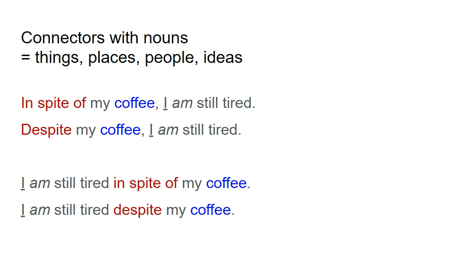And how would it be as a noun? Well, if I'm using connectors with nouns, and remember nouns are things or places or people or ideas, here coffee is my noun. So I could say, in spite of my coffee, comma, I am still tired. Or despite my coffee, I am still tired. So instead of talking about drinking coffee, I just say coffee.